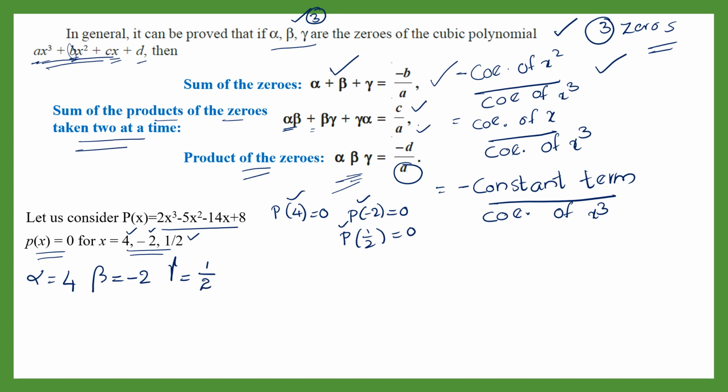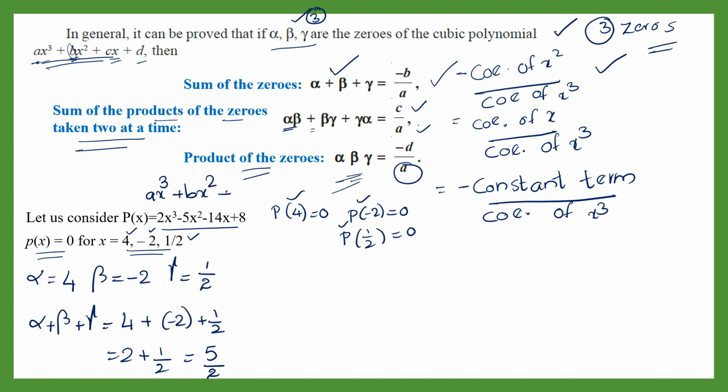Let's verify the relationship now. Alpha plus beta plus gamma. What do you get when you do alpha plus beta plus gamma? 4 plus minus 2 plus 1 by 2. 4 minus 2 is 2. 2 plus 1 by 2 is what? 5 by 2.